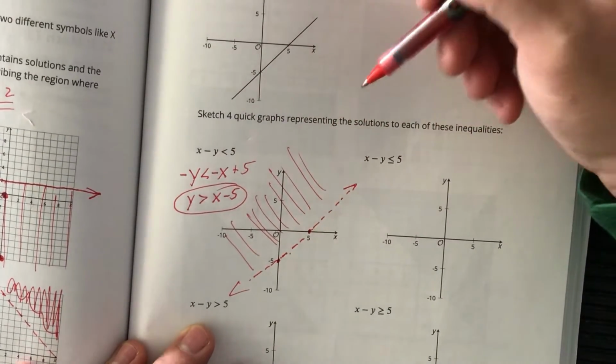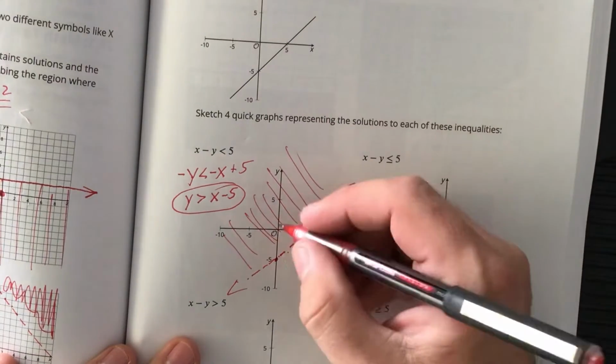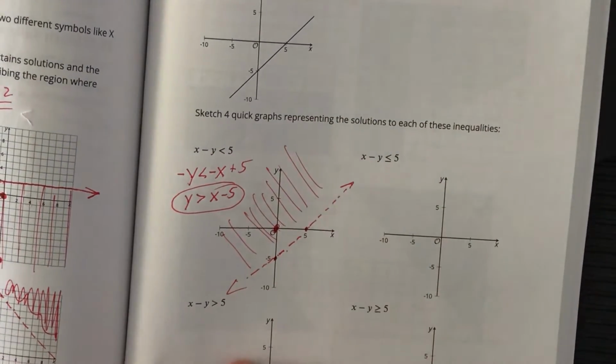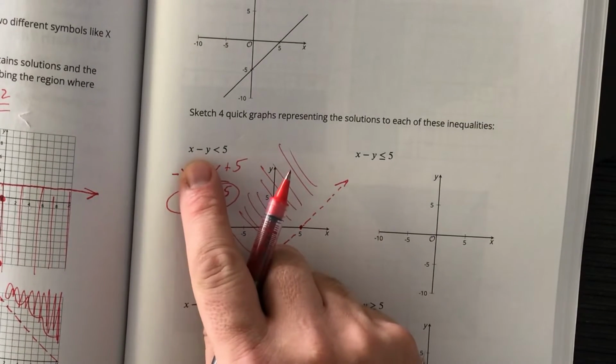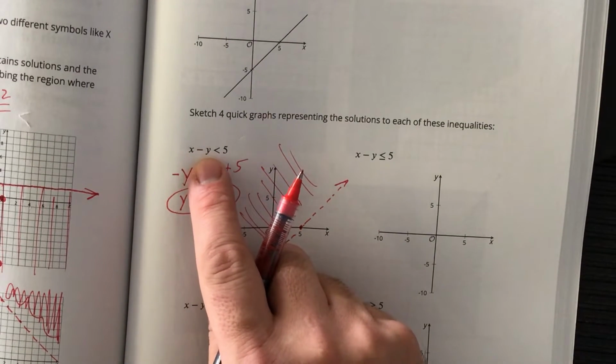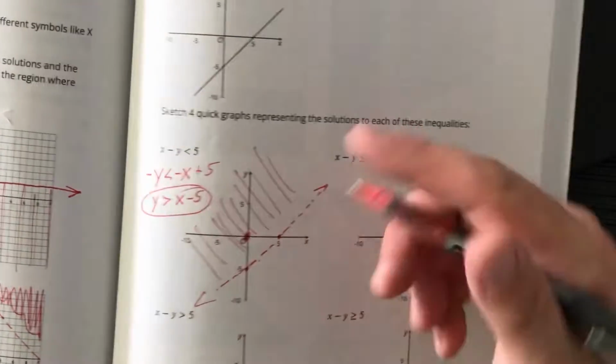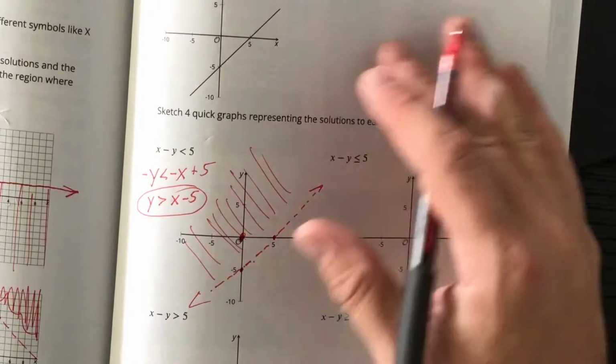Again, if you want to check to see if you shaded correctly, the origin is always an easy one to check. Plug in 0 for x and y. You can even go back to the original. 0 minus 0 is 0. Is that less than 5? Yeah, so you know that should be included in my shaded area.